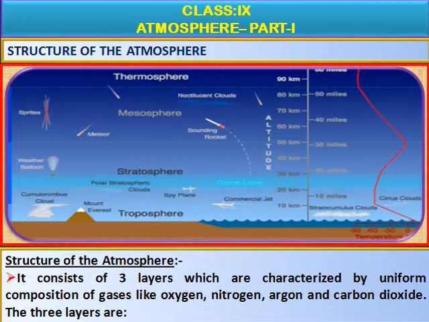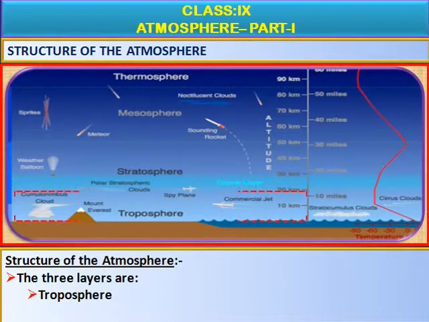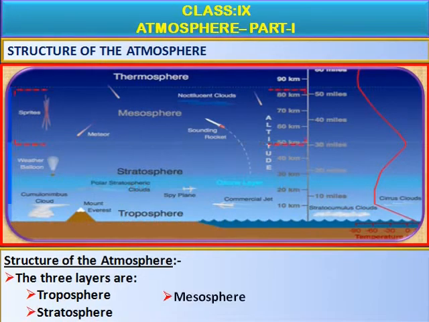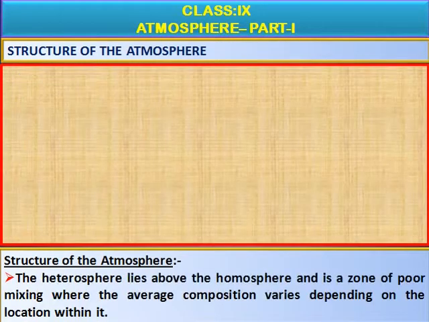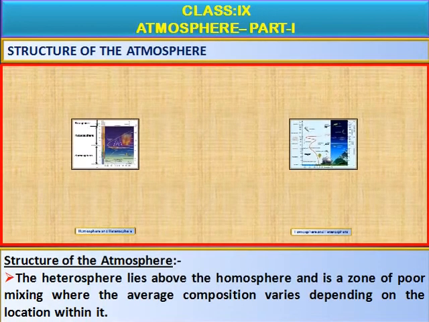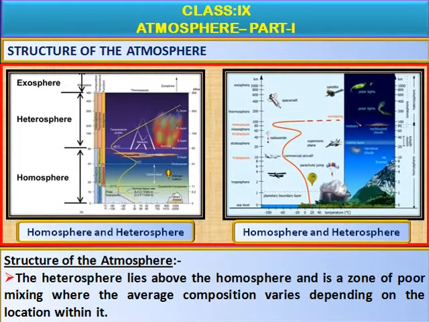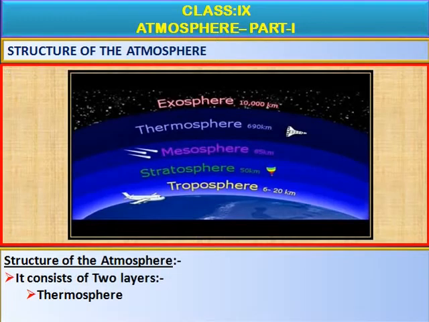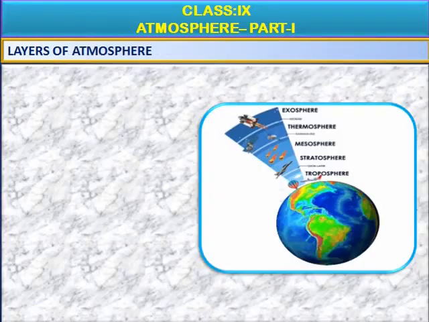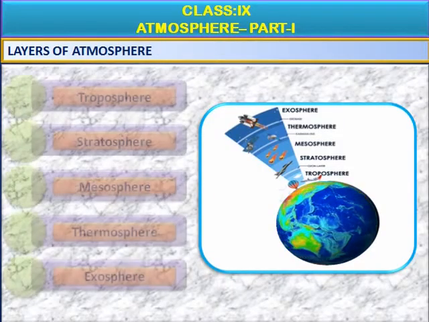The three layers are troposphere, stratosphere, mesosphere. The layer above 90 kilometers of the atmosphere is called heterosphere. It lies above the homosphere and is a zone of poor mixing where the average composition varies depending on the location within it. It consists of two layers: thermosphere and exosphere. Now let us learn the different layers of the atmosphere in detail.